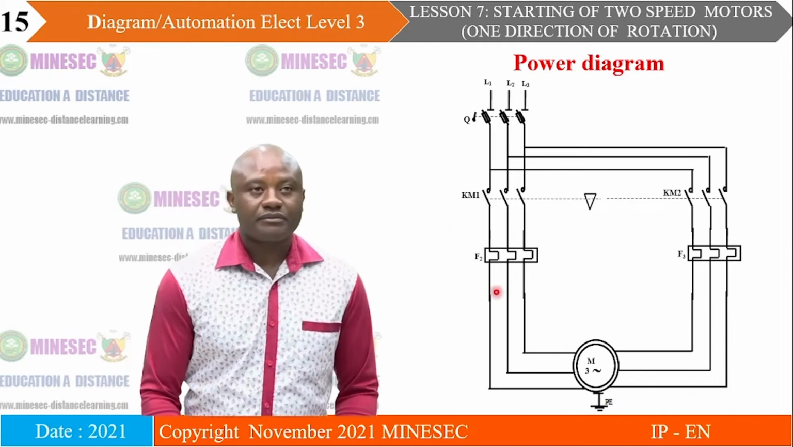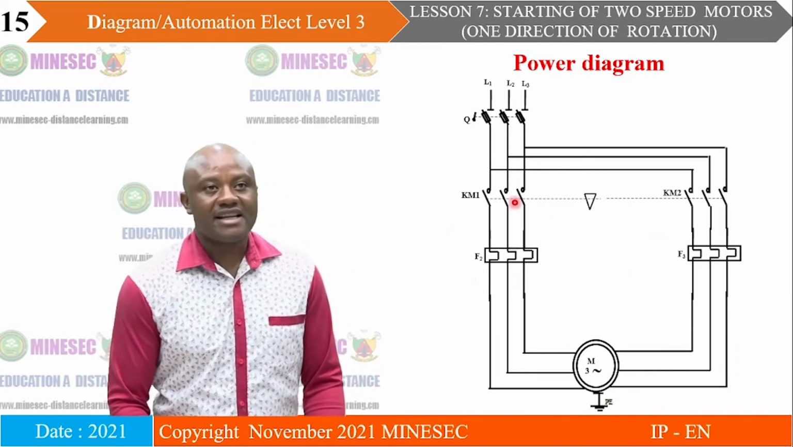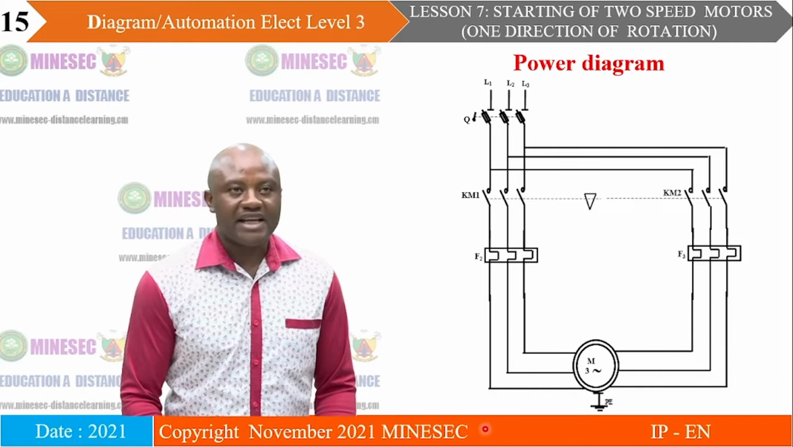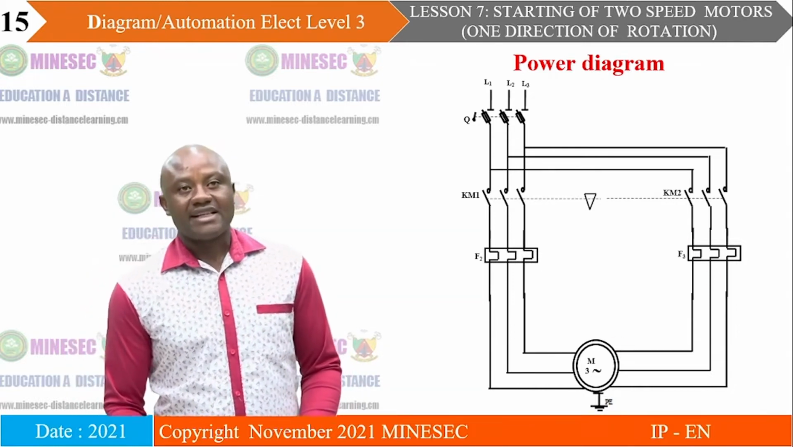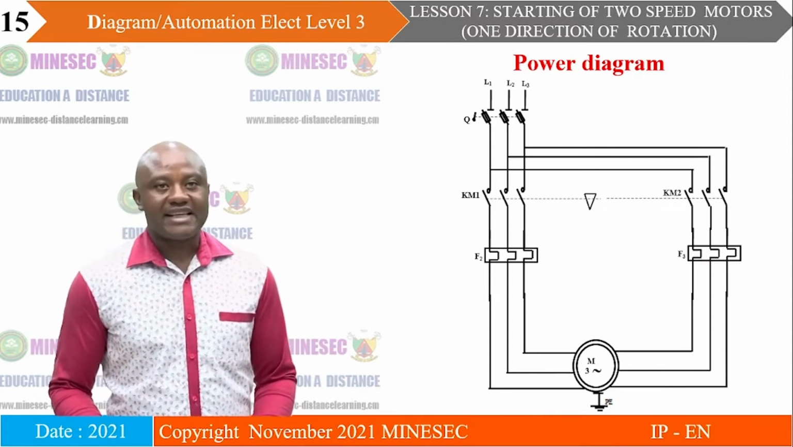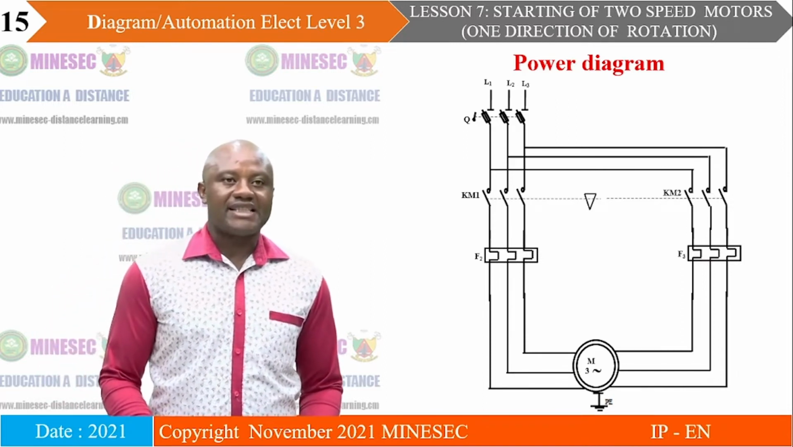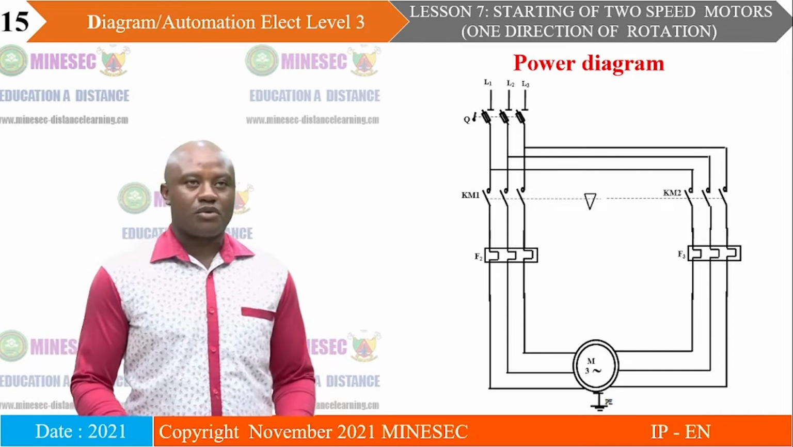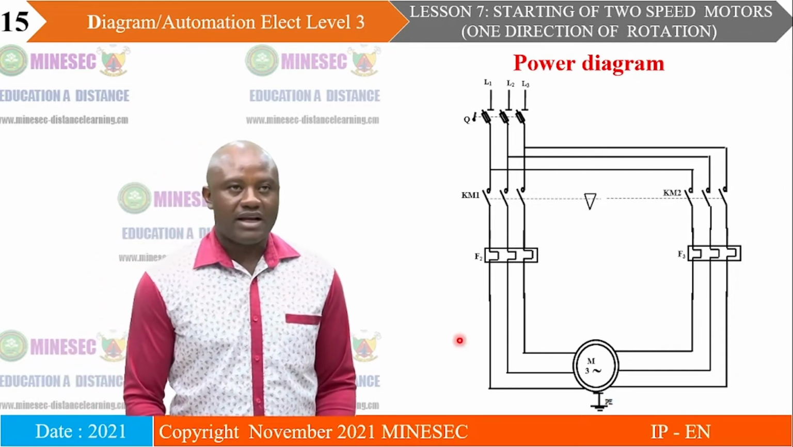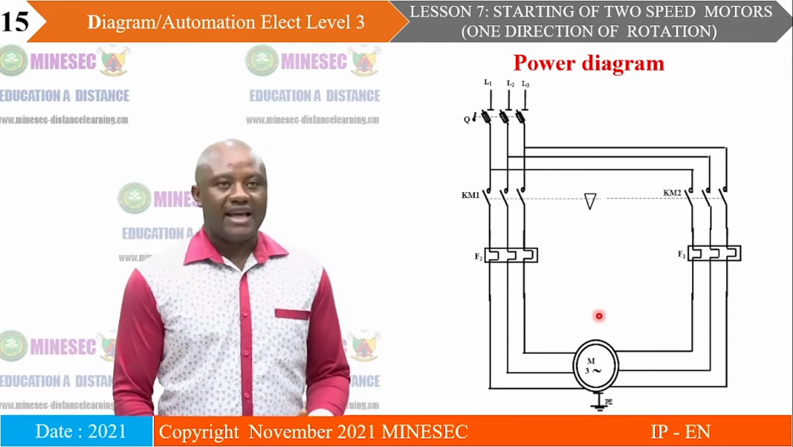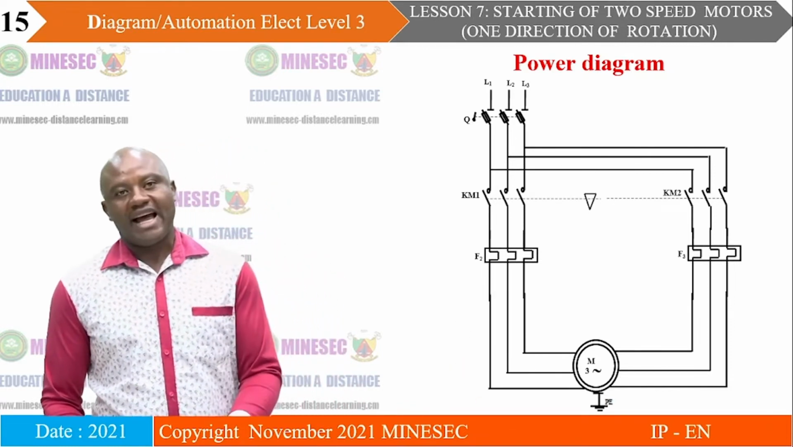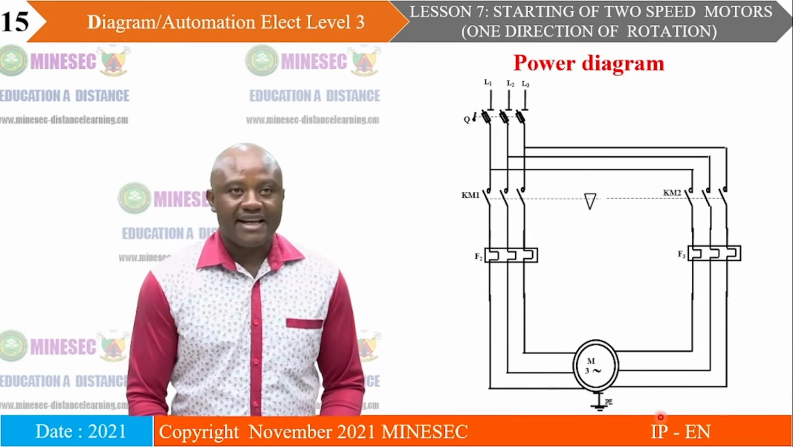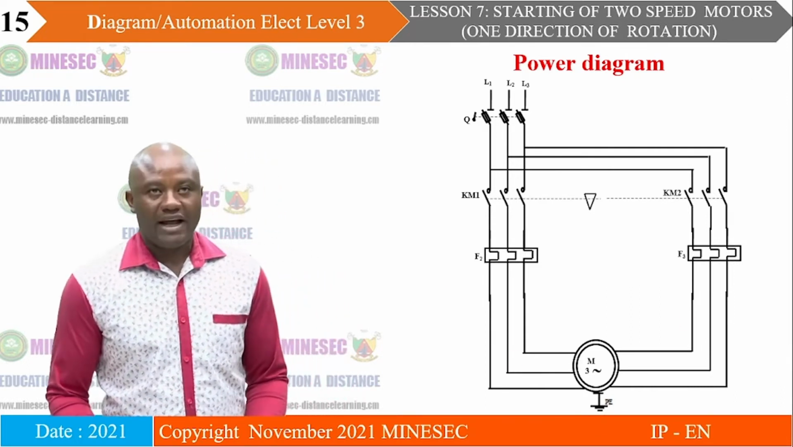That is why each level, for example low speed, has its own protecting device, a thermal relay, and the high speed has its own protective device. So at the low speed, you have a thermal relay to protect it against overload. And when the motor is working in high speed, you have another thermal relay to protect it against overload.